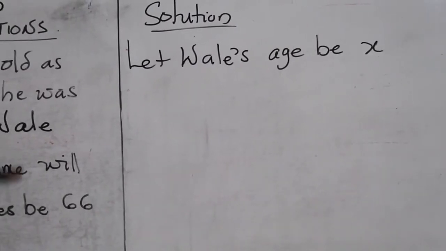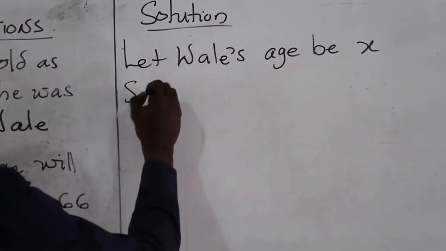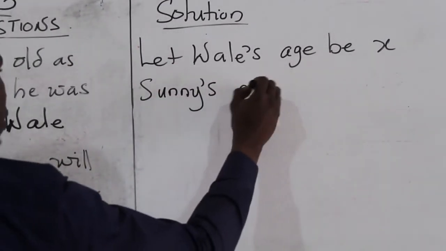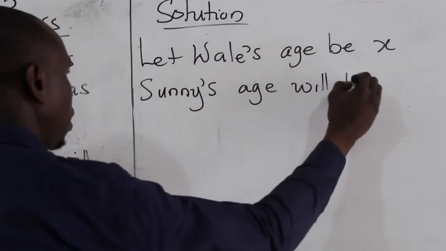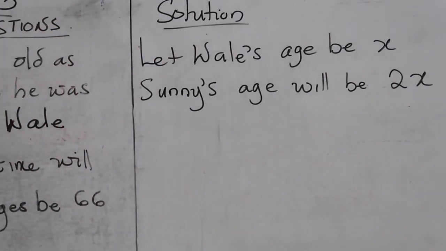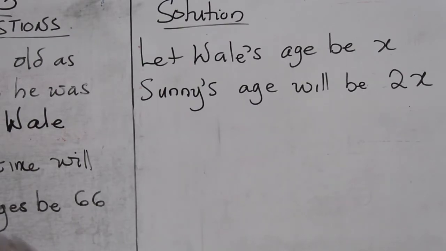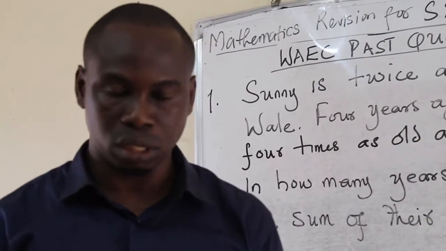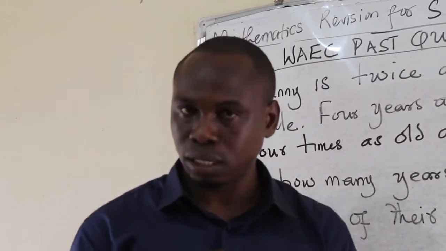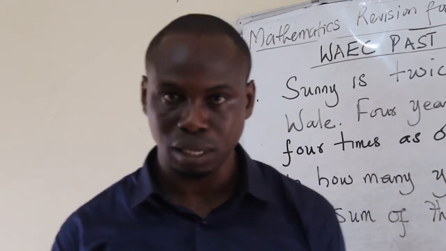Then I write Sonny's age in terms of Wally's age. The question says Sonny is twice as old. So since Sonny is twice as old, then Sonny's age will be 2x because we just said he's twice as old as Wally. Now the other part of the question says 4 years ago, he was 4 times as old as Wally. Now, what do they mean by 4 years ago? 4 years ago for me is also 4 years ago for anybody. It's 4 years ago for you watching this video right now. So 4 years ago, if I'm 20, 4 years ago means I'm going to be 16. If you're 30, 4 years ago means you're going to be 26.